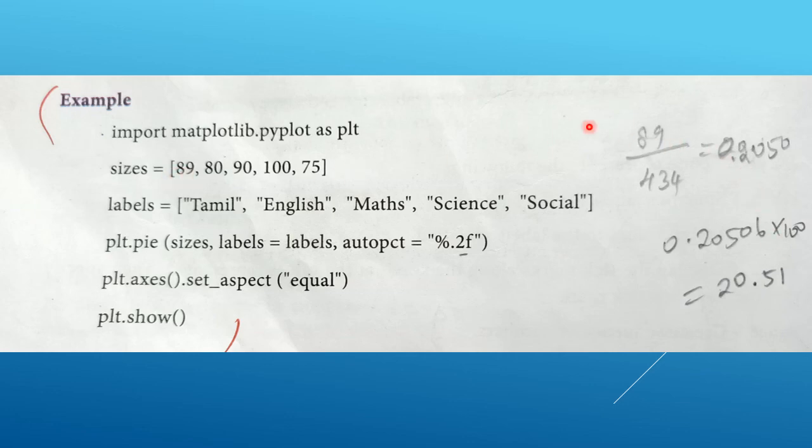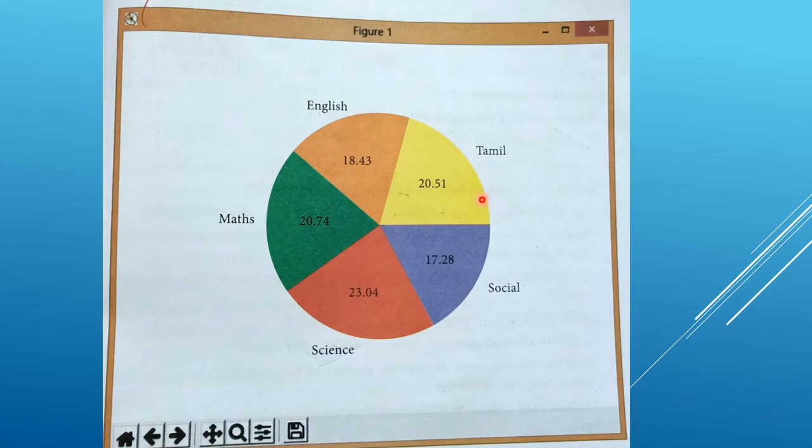I consider the values. The first value is 89, and your total is 434, so you get 0.2050. When multiplied by 100, you get the value 20.51, because the whole pie chart is considered as 100. So we divide by the total of the values and multiply by 100. We can show the output. So we get the answer 20.5. Thank you. We can see the next chapter.